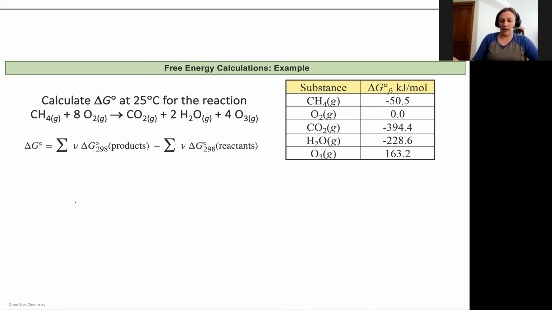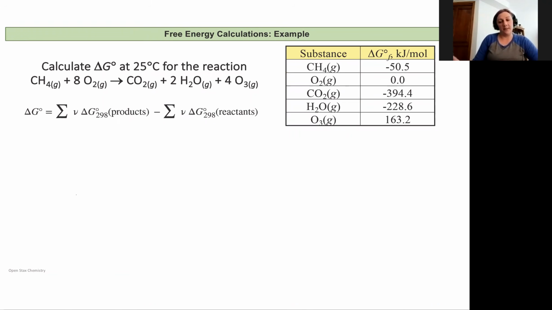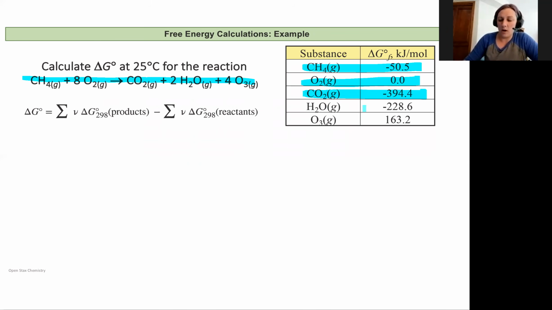So let's look at our example for this. I've copied over part of the table here. So we have our Gibbs free energy standard values to the right. We're looking at a reaction between methane and oxygen forming carbon dioxide, water, and ozone. So this is a combustion reaction. Looking at my table right here, I'm going to make sure I'm matching up my chemical formula and the phase it's in with my Gibbs free energy value. So I have methane right here at negative 50.5. I've got oxygen gas here. I've got carbon dioxide gas, water, and ozone. So I'll be using all of these values.